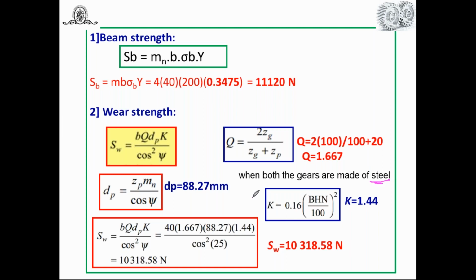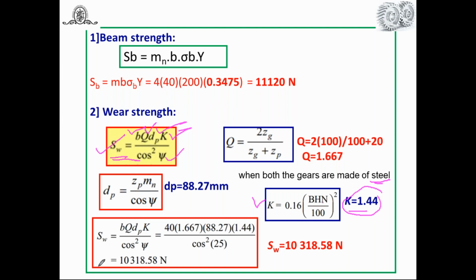Already we have discussed these things during the design of spur gear. Here, made of steel, for steel K = 0.16 (BHN/100)². After substituting BHN 300, which is given in the problem statement, you will get K = 1.44. Now we have K, we have DP, we have Q, we have B and psi also. Now you can easily find out SW.